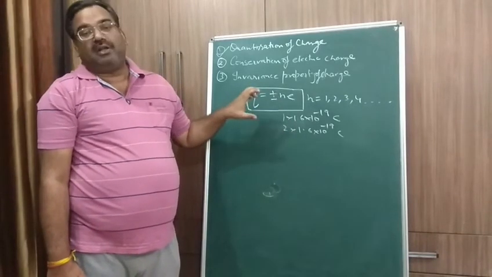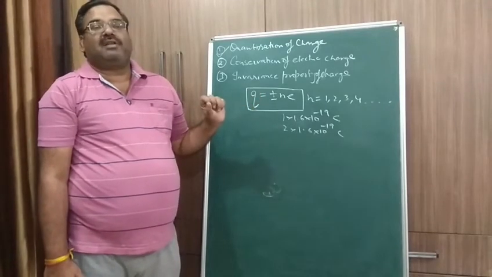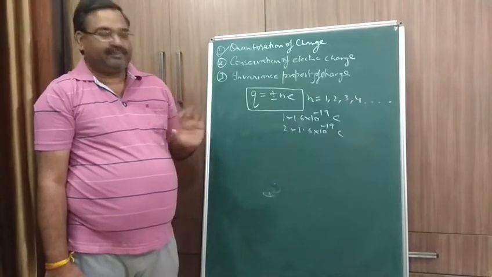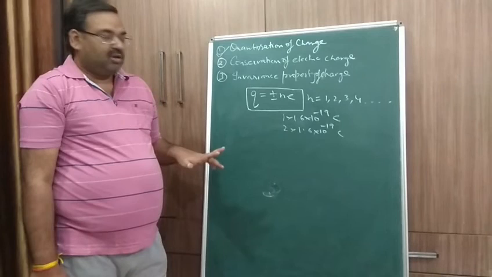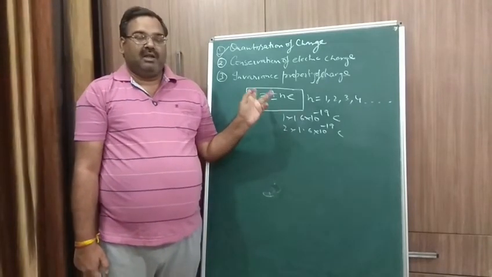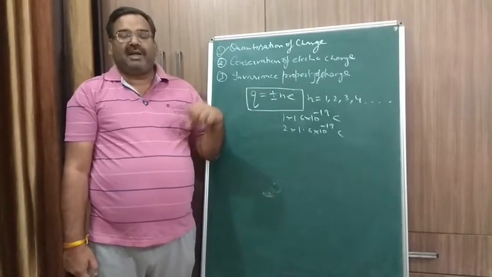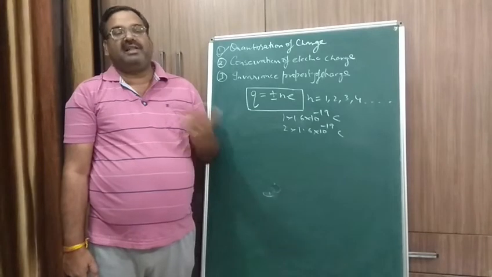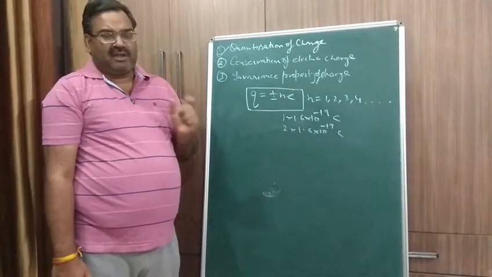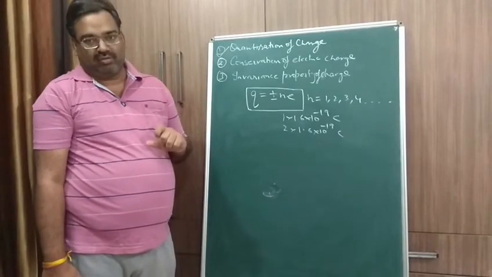A very important concept. It means the charges cannot be in fractional value of the charge present over the electron. Is it clear? The charge cannot be the fractional value of the charge present over the electron. This is a very important concept. So Q can be twice E, thrice E, 5 times E, 100 times E, any time. But it should always be an integral multiple of the charge present over the electron.